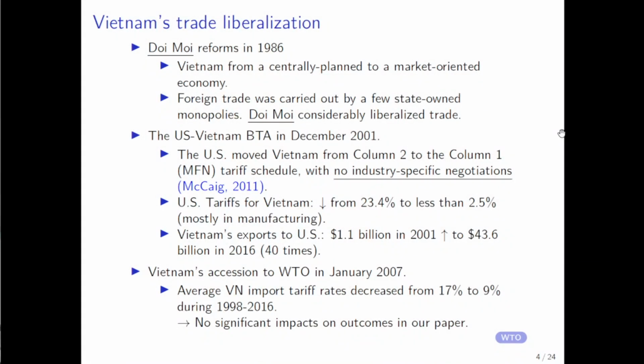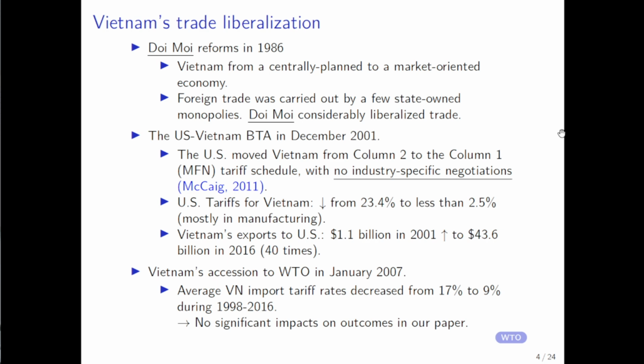In terms of trade reforms, Vietnam already had quite a bit of unilateral trade reforms in 1986. The Doi Moi reforms, which basically moved Vietnam from a centrally planned economy to a market economy. They also liberalized trade quite a bit. Earlier, foreign trade was carried out by just a few state-owned monopolies, but they moved it to the private sector, liberalized trade, and reduced tariffs quite a bit. But the US-Vietnam BTA, the bilateral trade agreement, was implemented in December 2001. So we can think of that happening around 2002.